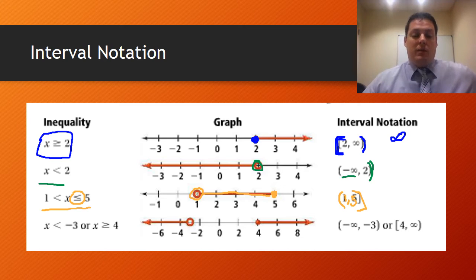Lastly, we have an OR statement here. Remember, OR is going to look like this. So we have x is less than -3, open dot, x is greater than or equal to 4, closed dot. Anytime we have an OR statement, we're going to have two different intervals like this.